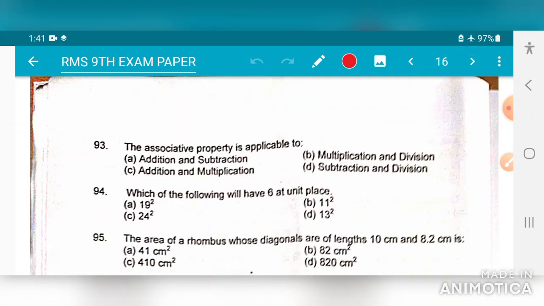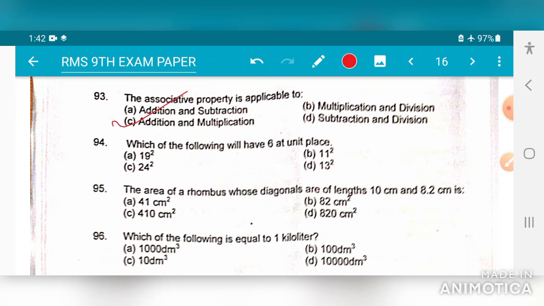Next, 93. The associative property is applicable to addition and multiplication. Which of the following will have 6 at the units place? 9 nines are 81, so the unit place is 1. 4 fours are 16, this is the 6. 3 threes are 9. So what is asked, which will have 6 at the unit place, means 24 squared.